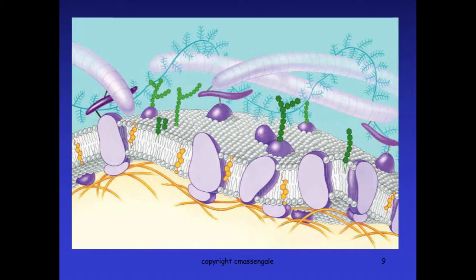Here's just another picture of the plasma membrane. I just want you to see that they can come in many different illustrations, but the components are always going to be the same. You're always going to have the phospholipids in that bilayer protecting those fatty acids, cholesterol moved out through them, the integral proteins, the peripheral proteins, and the carbohydrates on the outside.